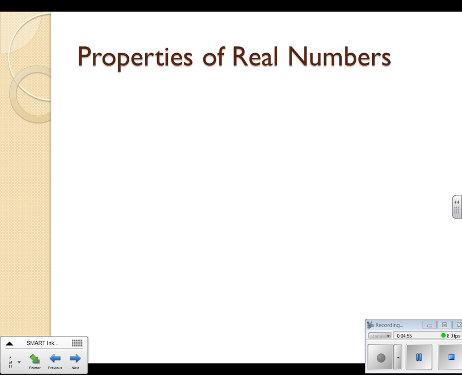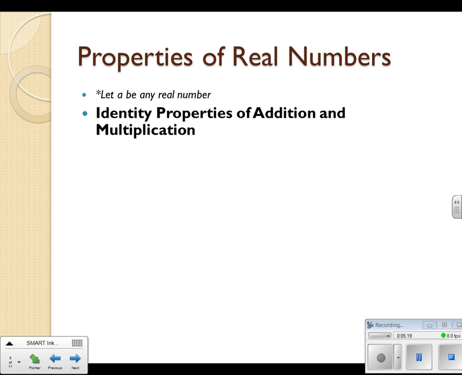Properties of real numbers, now we're going to look at some more specific ones. So we have commutative, we have associative, and for these next properties, let's let A be a real number, which you know what a real number is from the previous video in this chapter. So we're dealing with rational, irrational. We're looking at identity properties of addition and multiplication here.